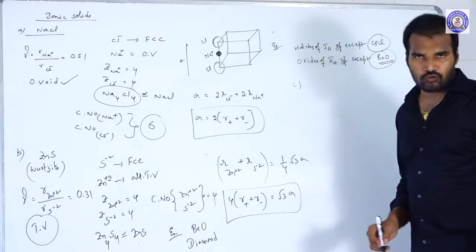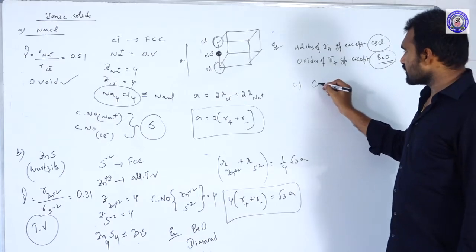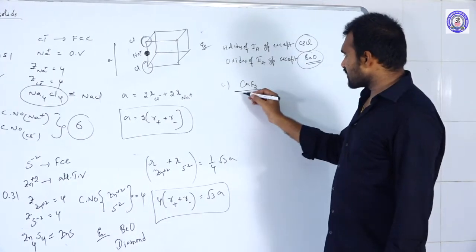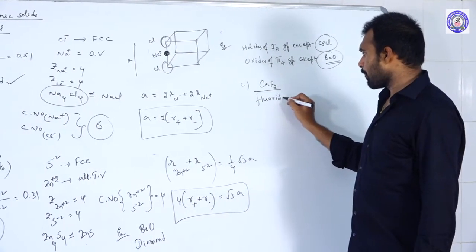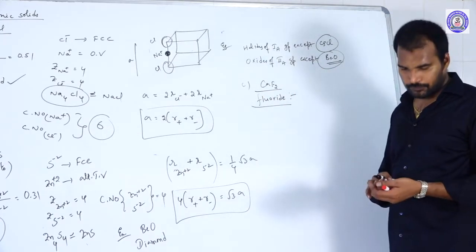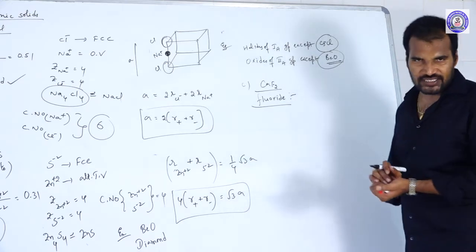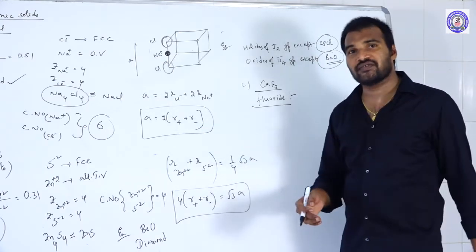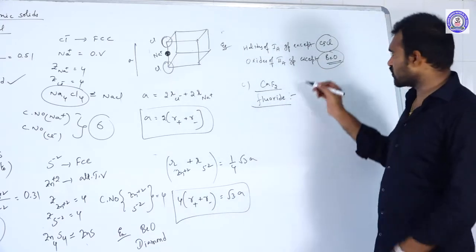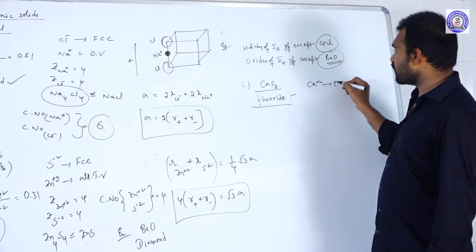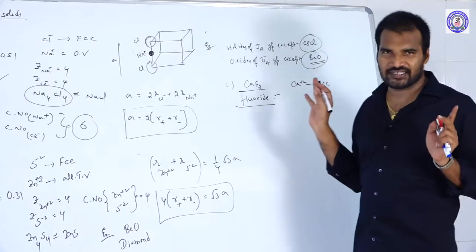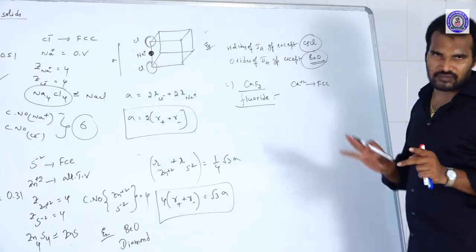The third type of crystal lattice I am going to discuss is CaF2. This is what we call fluorides. This is the AB2 type. So in this AB2 type, when you compare Ca plus 2 and F minus, which is larger? Ca plus 2 is larger. So always the larger ion forms the crystal lattice. So here Ca plus 2 will form the FCC lattice. Clear? So remember all are almost FCC lattice only.